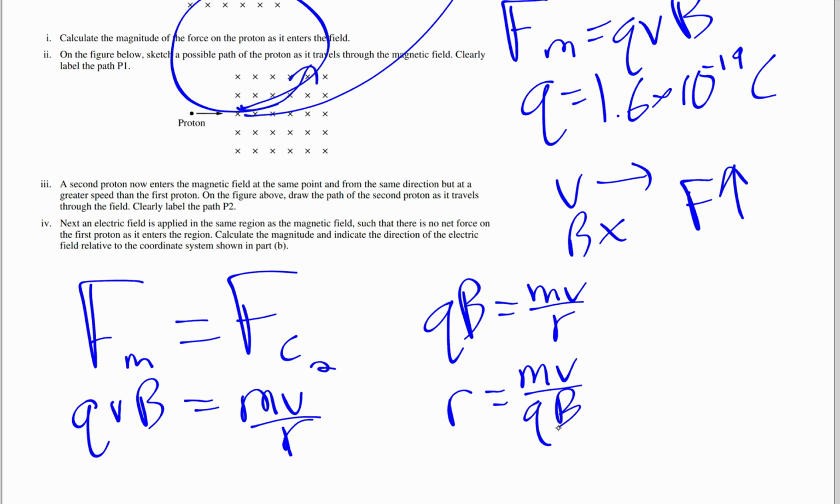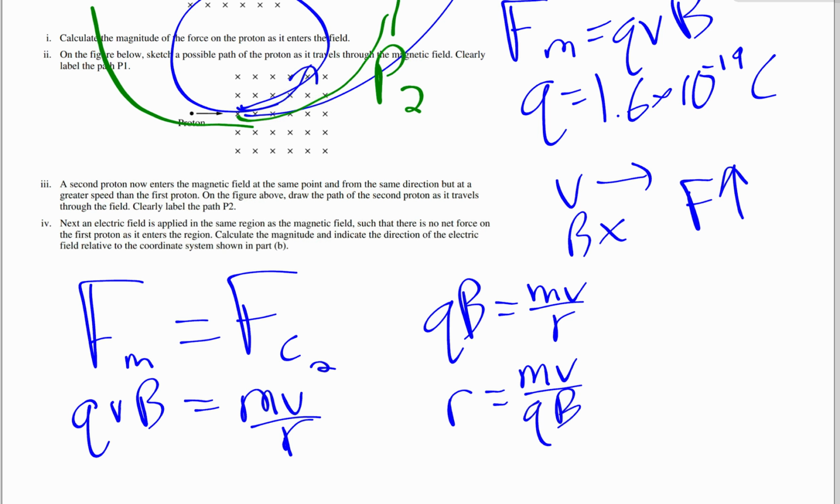All right, so this tells me that if my speed increases, my r is going to increase. A bigger r means a bigger circle. So when you draw this one, you need to draw a larger circle, right? Or a circle of larger radius. And that'll be P2.